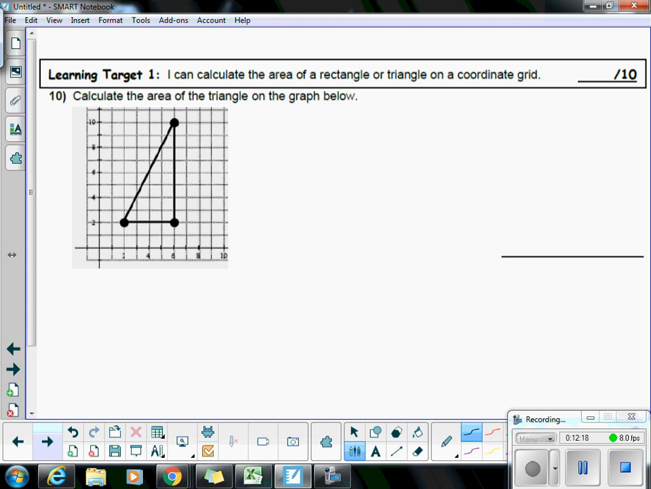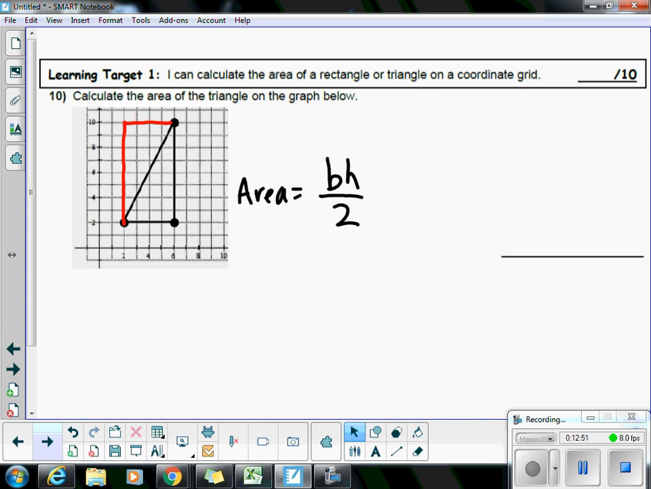Next problem is learning target number 1. It says, I can calculate the area of a rectangle or triangle on a coordinate grid. So we need to calculate the area of the triangle on the graph below. Well, area of a triangle is equal to base times the height divided by 2. And we know that because I could create a rectangle out of this triangle, and we would do length times width, or the base times the height of this rectangle.